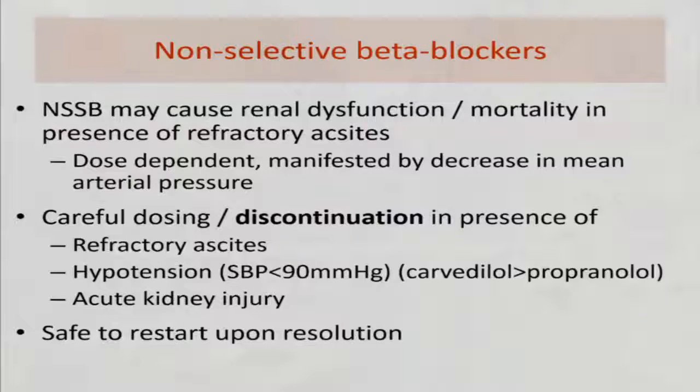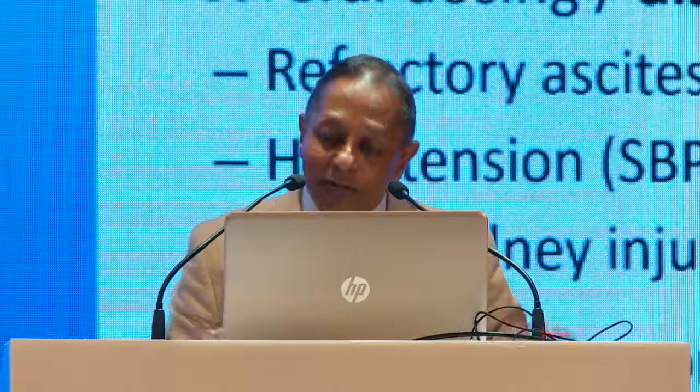But they can also be our enemies, because beta blockers can cause renal dysfunction and mortality in the presence of refractory ascites in a dose-dependent way, manifested by a decrease in mean arterial pressure. And careful dosing or discontinuation should be done in the presence of refractory ascites, as I said earlier, if there is a systolic blood pressure of less than 90, especially carvedilol, or where there is evidence of acute kidney injury. It is also to be remembered that you can restart it once the acute situation is resolved.